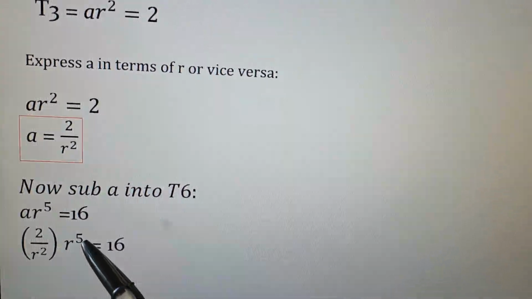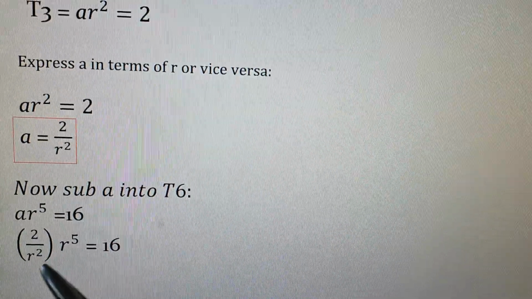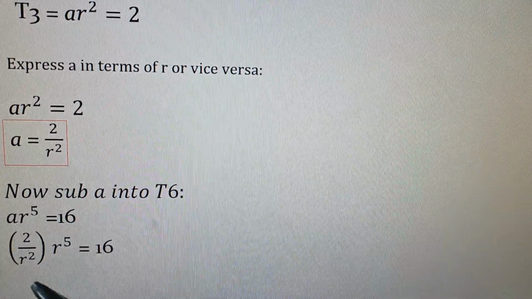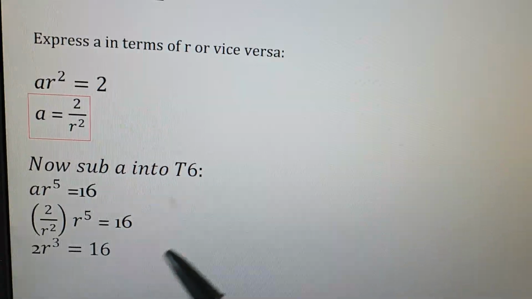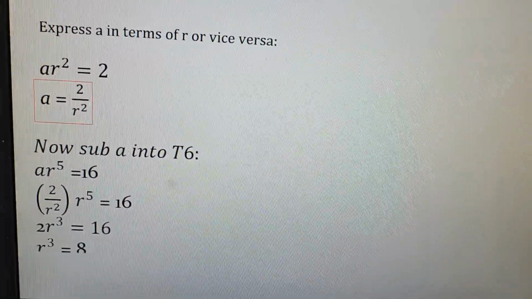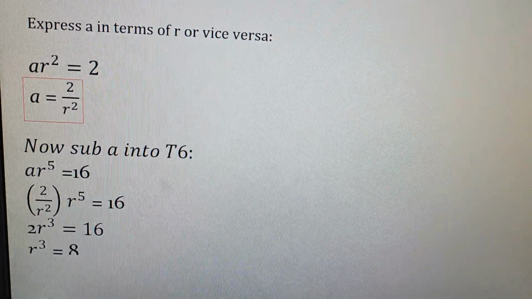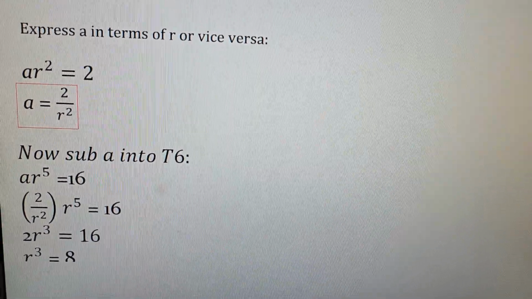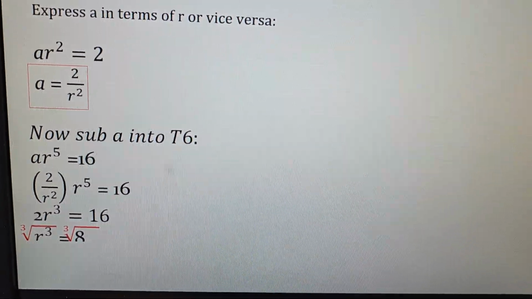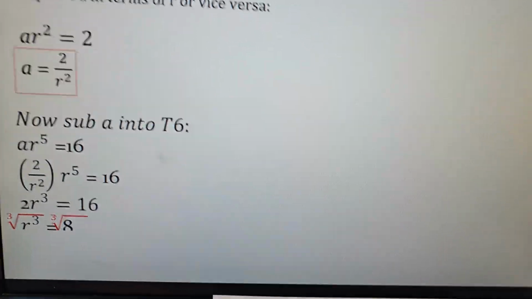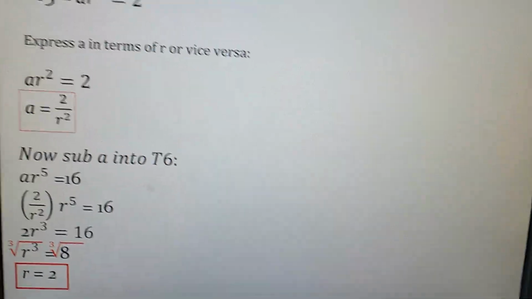Simplify. If you've got an R to the power of 5 up here and you've got an R to the power of 2 underneath, rules of indices, you could subtract the powers. And you'll get 2 times R cubed. Divide across by 2 next to get R cubed on its own. So R cubed would equal 8. And to undo a power of 3, get the cube root of both sides. Or you could put both sides to the power of 1/3 if you wanted to as well. The cube root of 8 is 2. So I've now found R.